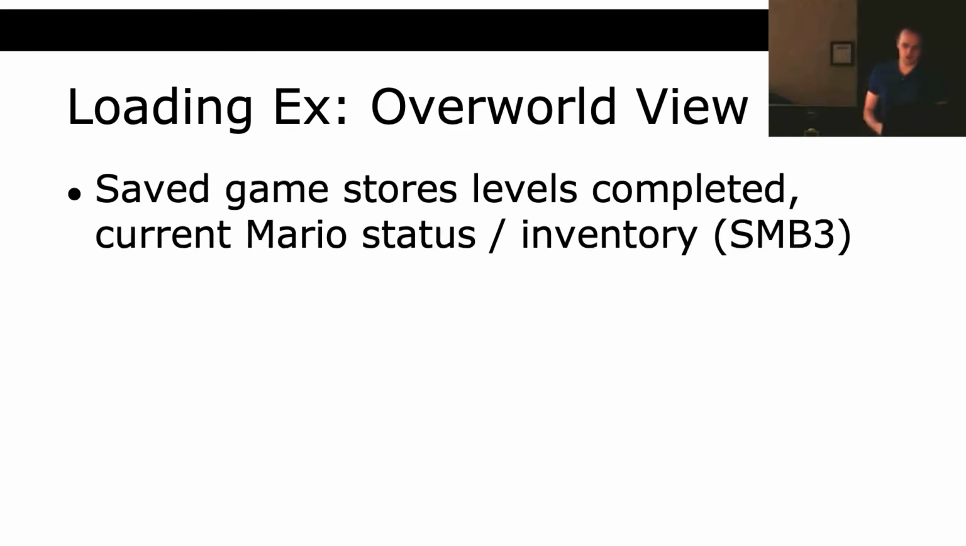So here's an example. If you have a sort of overworld map view that we just gave an example of, the saved game here would store maybe the levels completed, the current status of Mario in terms of what power up you currently have, whether or not you have a cape, maybe you have a fire flower saved in your inventory box. Maybe you have an inventory of items like Super Mario Bros. 3. I know all of these examples are archaic, but they're just the most intuitive.